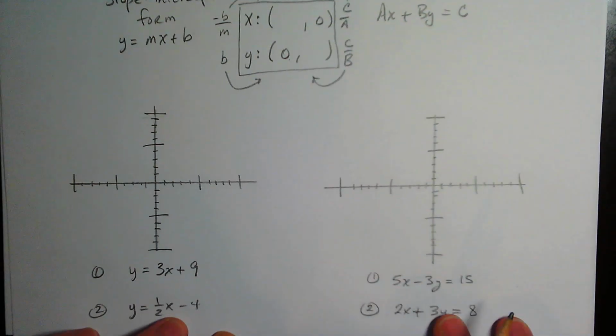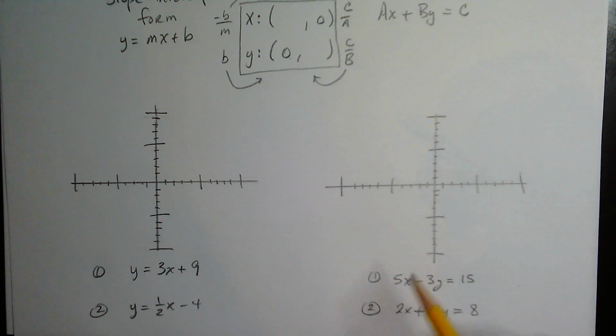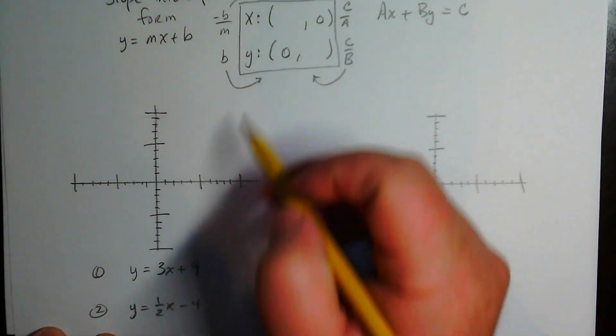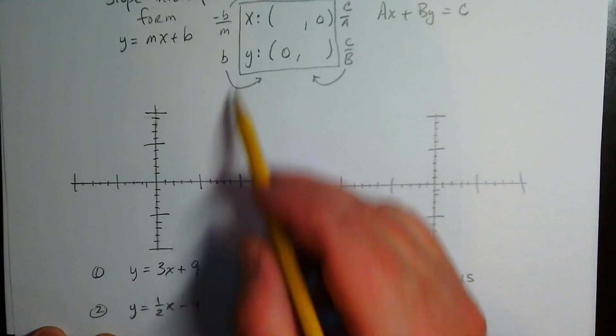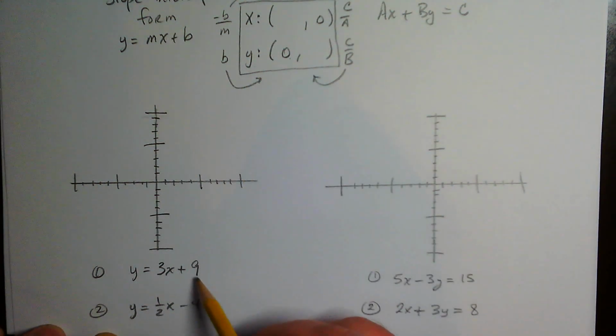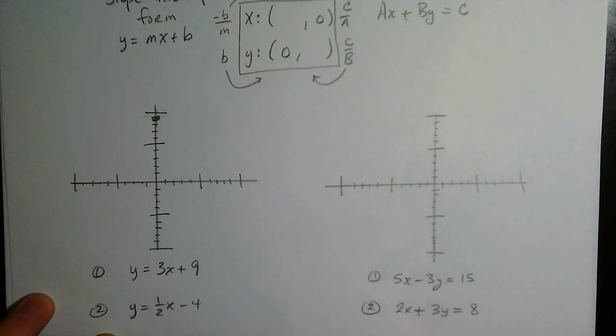Let's do two equations for each: two for slope-intercept, two for standard. First thing first, the y-intercept in slope-intercept form is just b. And b is, of course, that number over there, 9. So let's do this one first. 9 is right here on the y-axis. That's the y-intercept at 9.